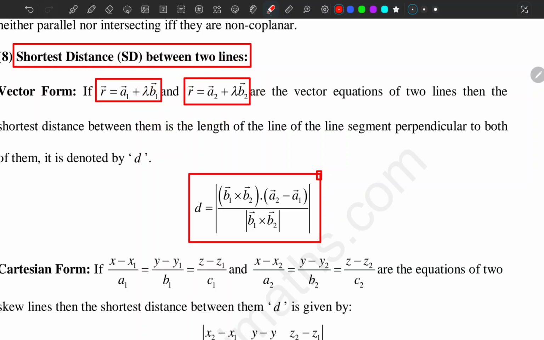So just keep remembering that the one that is being multiplied with lambda is your b vector, and the one which is independent of lambda is your a vector, and that's how you can do that. So you don't need to care about whether we have to take a1 minus a2 or a2 minus a1, because eventually we are going to have the magnitude, the absolute value, so we don't care about a negative sign inside that at all.